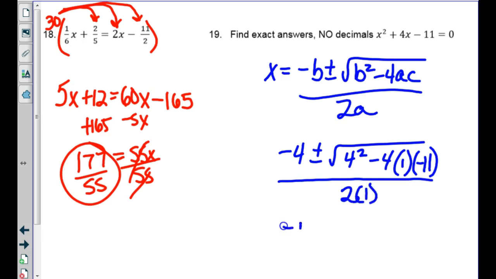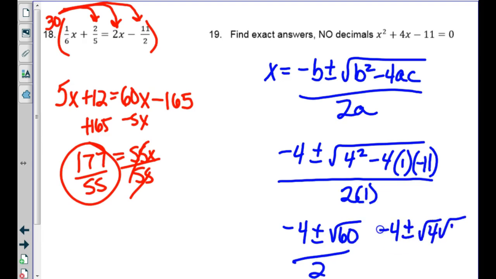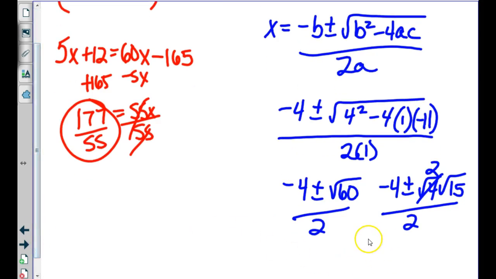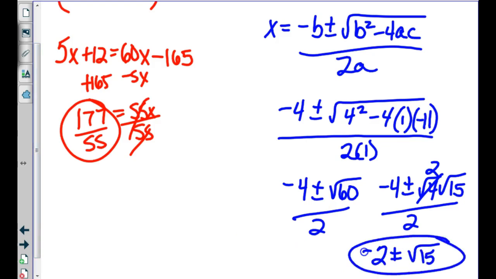2a. So we have -4 plus or minus 16 and 44 is 60, which would be square root of 4 times square root of 15. This one reduces. The one yesterday did not. Then what? -2 plus or minus square root of 15, because this divides into both of those. You can't reduce until the end, and it's got to divide into both. Questions?